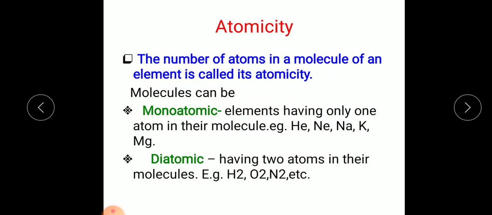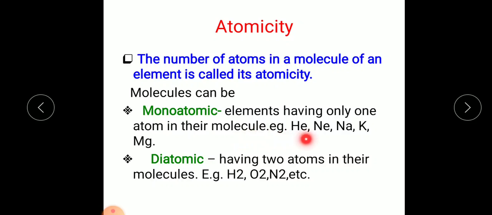Next term is atomicity. It's a very important term. Atomicity means the number of atoms in a molecule of an element. That means whatever number of atoms are present in a molecule of an element, we call that atomicity. It can be of many types. The first type is monoatomic. Monoatomic means elements having only one atom in their molecule. We call them monoatomic molecules.